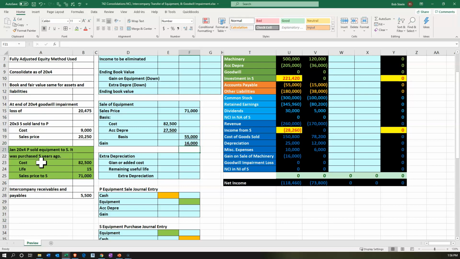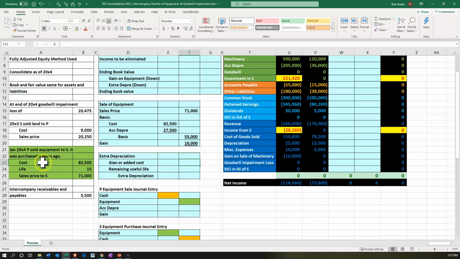So we're going to say that's what took place on the sales side, on P's side. Now it was sold to S, so on S's side, they're going to put it on the books with a debit to the equipment and a credit to cash. Now there was also added depreciation that we want to consider.